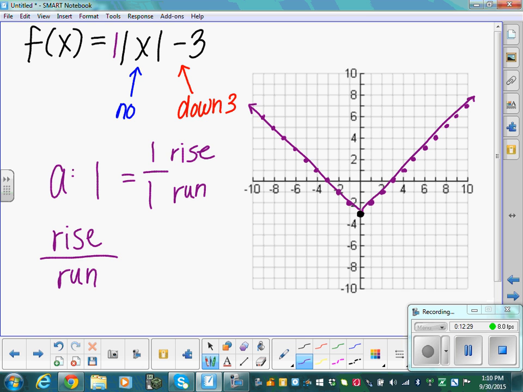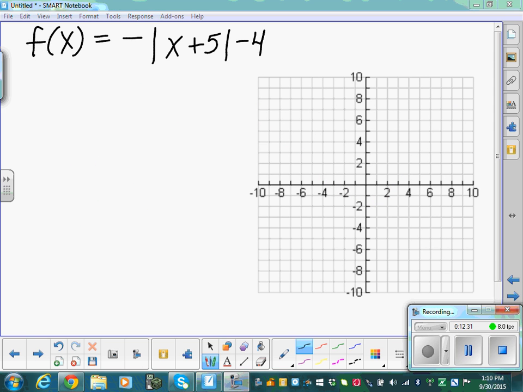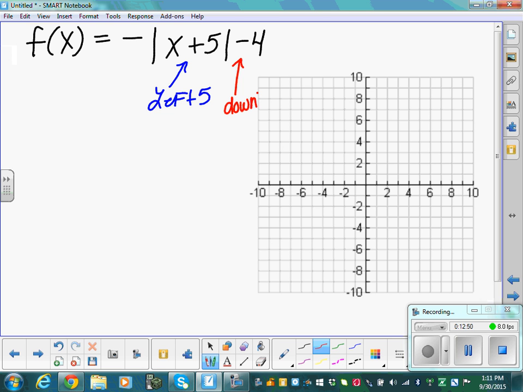All right, we're almost done. Stay with me. Looking at this one, the first thing we do is identify our shift left and right. We always go the opposite of the sign, so we're going to be going left 5. Now we see what's our shift up and down. Anything on the outside, our sign stays the same, so we'll be going down 4. From the origin, go left 5 and down 4. So it looks like we're going to be right here.